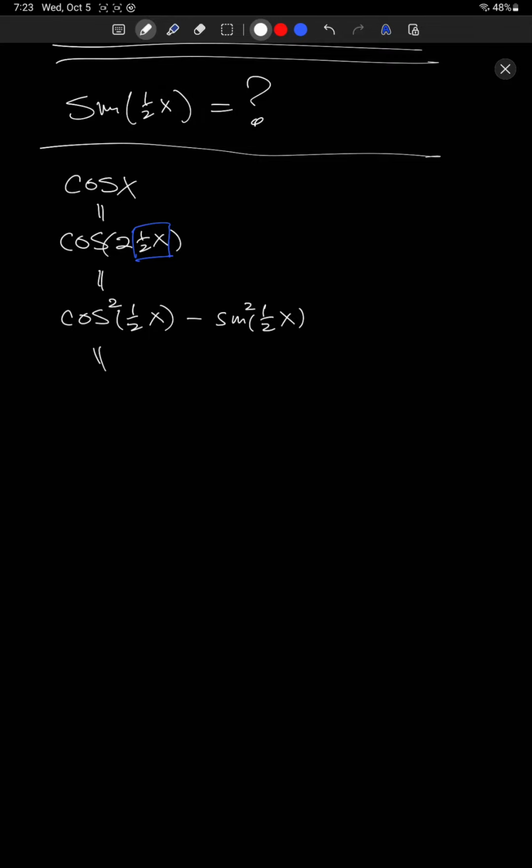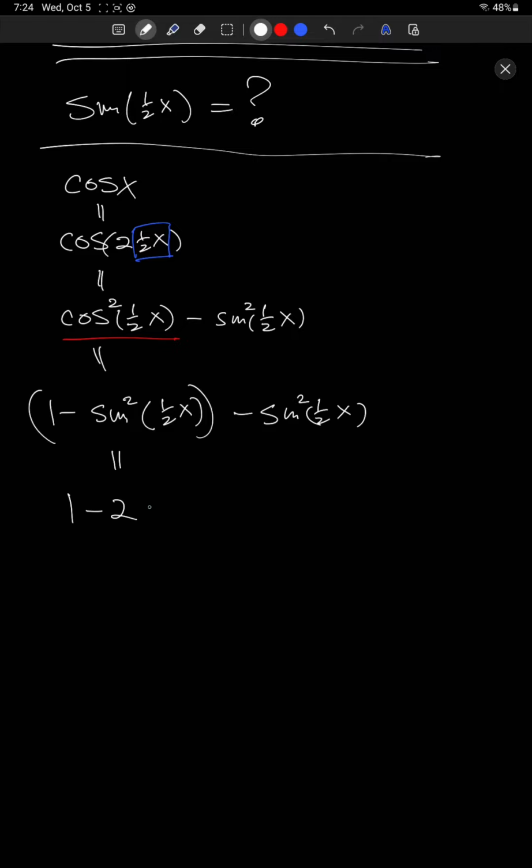And last time, when we wanted the identity for cosine of 1/2 x, we converted the sine into cosine, right? But now, since we want the identity for sine, we're going to convert the cosine into a sine, which we can do, right? Cosine squared is 1 minus sine squared. So that becomes 1 minus sine squared of 1/2 x, and then we still have this minus sine squared of 1/2 x. So ultimately, we get 1 minus 2 sine squared of 1/2 x. All right?